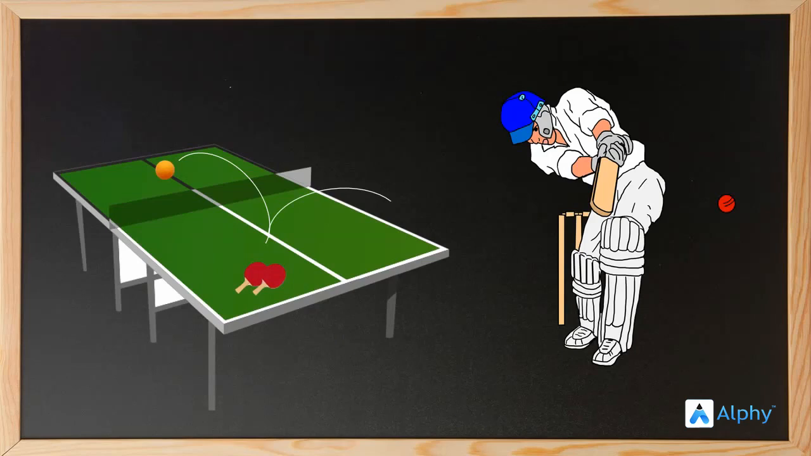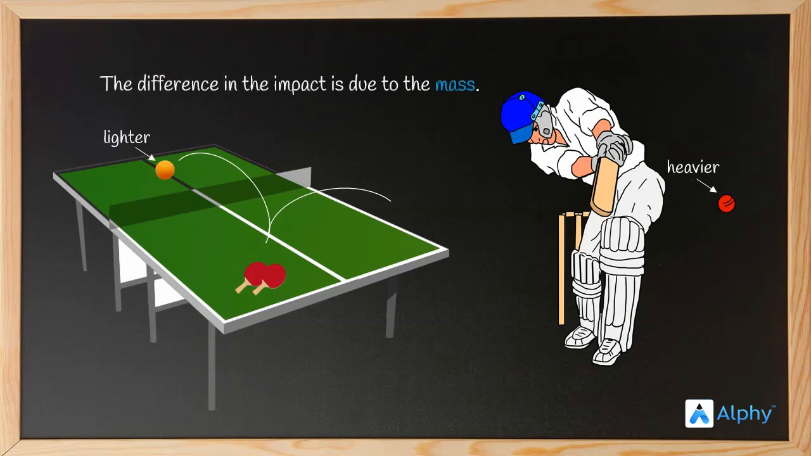We can answer this using simple logic. The TT ball is lighter, whereas the cricket ball is heavier. This means that the difference in the impact is due to the mass of the object. We know that the heavier an object, the more force has to be applied to move it. This is due to the mass.